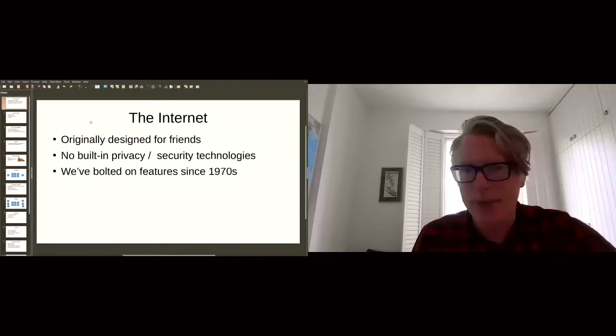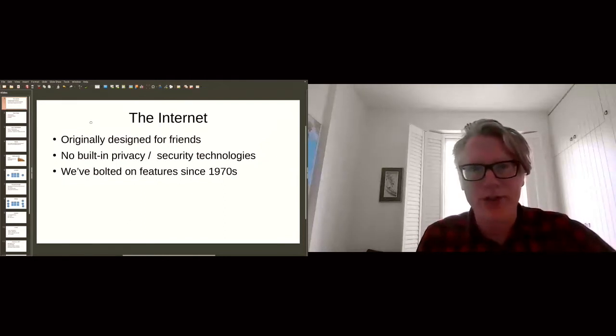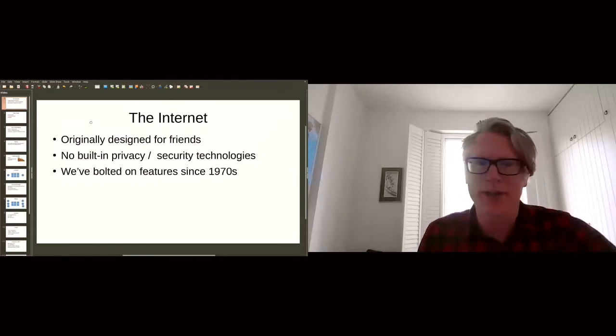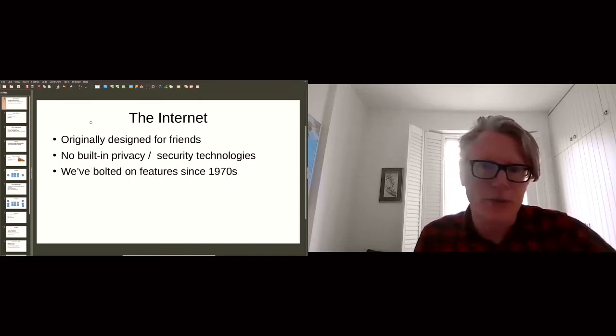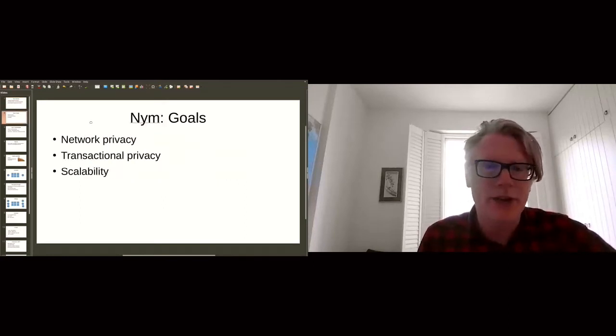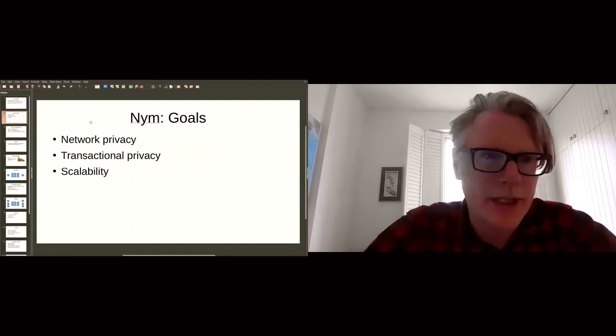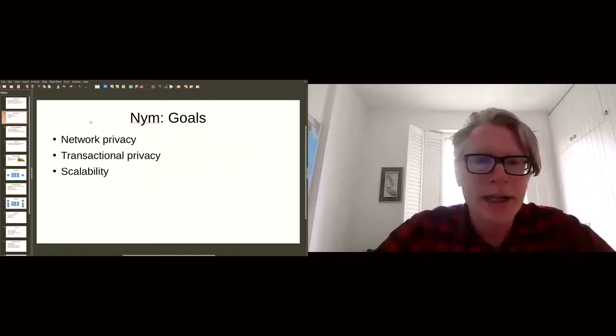So to recap what Harry left us with, the internet was originally designed for friends. When it was originally built, it had no privacy or security technologies, and we've been bolting on these security features since the 1970s. So let's go over the goals of Nym in the context of that background.